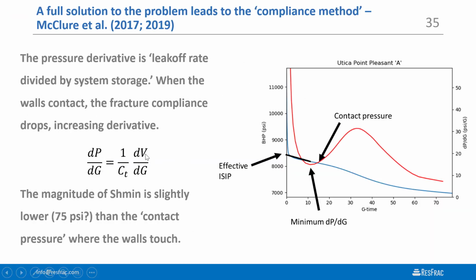So recall I explained that the G time is proportional to the cumulative volume of fluid leaked off after shut-in. So since it's proportional to G time, if you take the derivative, dV/dG, that's a constant. And similarly, the storage coefficient of the system prior to the contacting of the fracture walls is also a constant. I'll actually pull up those equations later in the presentation. And so the consequence is that the derivative is a constant, and so pressure versus G time is a straight line.